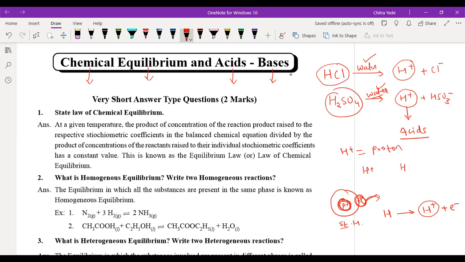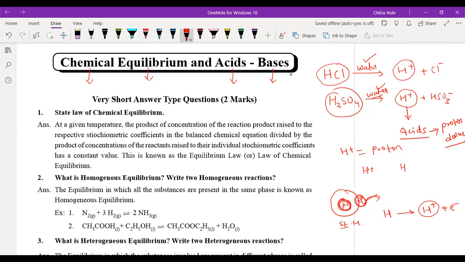Okay, now we can say those substances, when they dissolve in water and give H positive ion, that means protons. So can we say acids are proton donors because they are donating protons here? Yes, acids are proton donors.